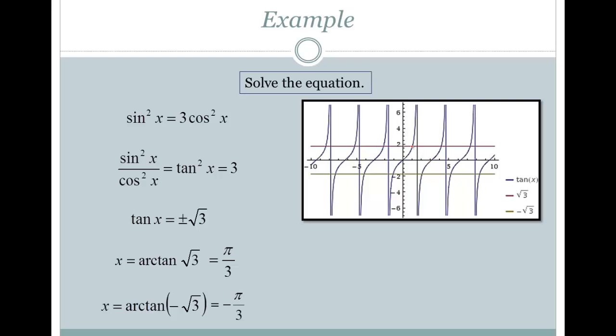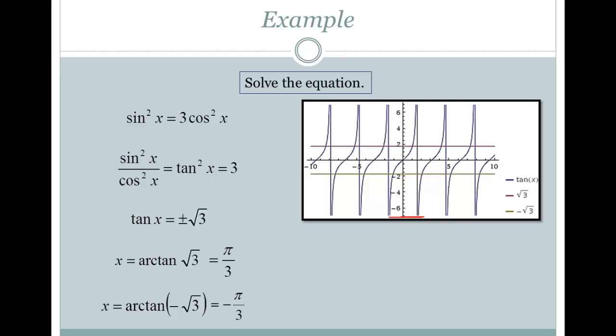This value right there, that's my pi over 3. X is equal to pi over 3. This one is equal to negative pi over 3. Because remember, for tangent, when we use arctangent, we're going to go from negative pi over 2 to pi over 2. So I'm getting the solutions that are right in this area right here. I haven't found any of these other ones.